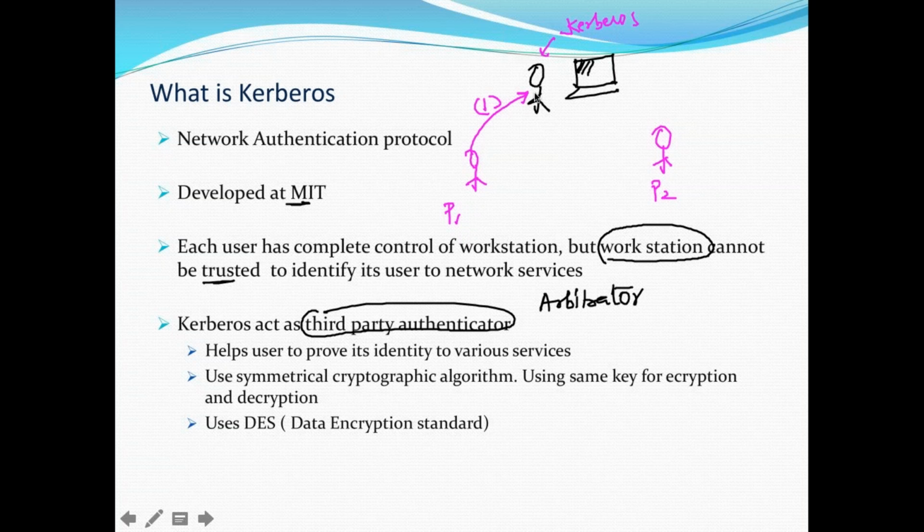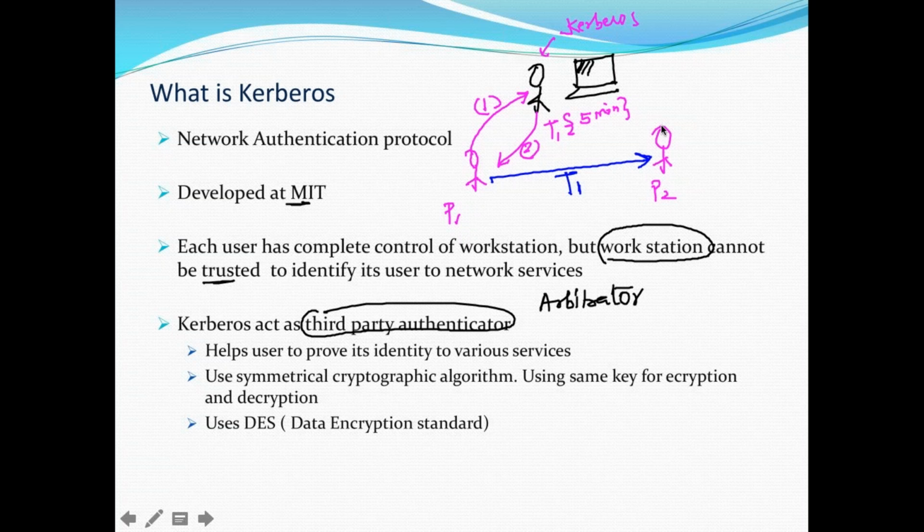I contact Kerberos and it gives me a token. Let's say the token is T1, and it is valid only for 5 minutes, which is like an OTP, a one time password. So I get a token which is alive for 5 minutes. Then I take this token and give the same token to P2.